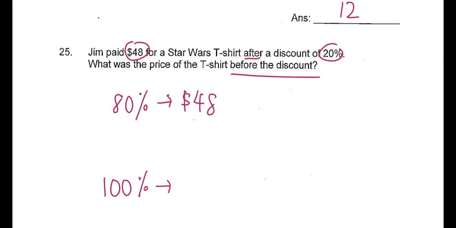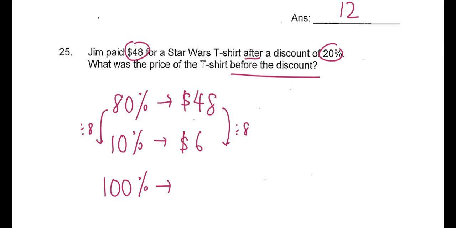Now, it may be very tough for you to find 1% and then multiply by 100. So what I could do is make it into 10%. Instead of finding 1%, I find 10%. I divide everything by 8. I divide this by 8, smaller. So this will be $6.